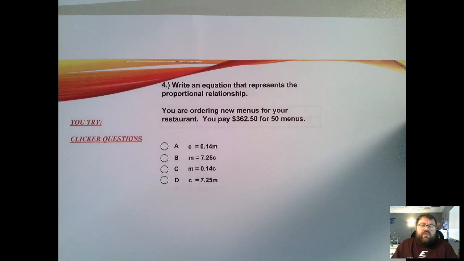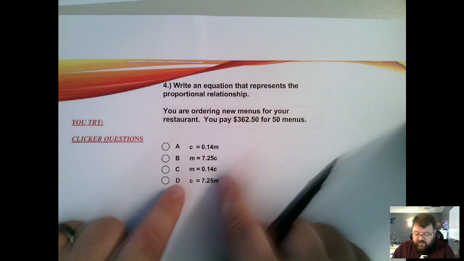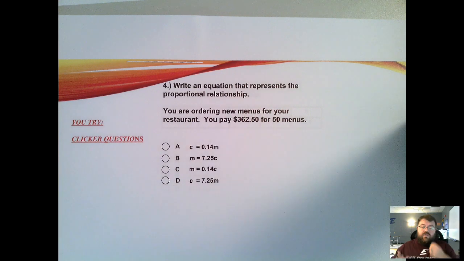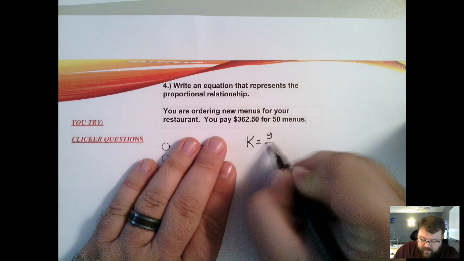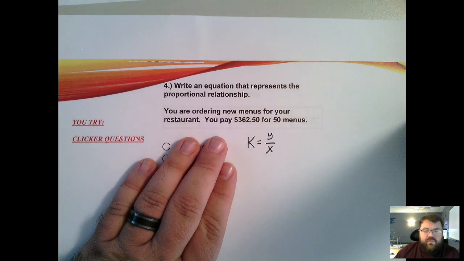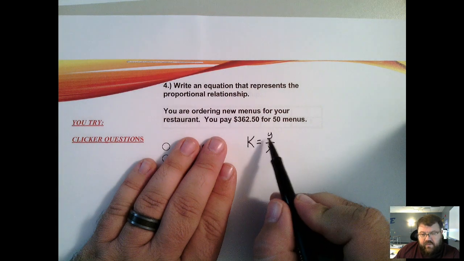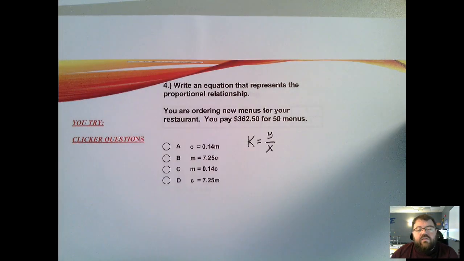Number 4 says write an equation that represents the proportional relationship. You are ordering new menus for your restaurant. You pay $362.50 for 50 menus. So we're not going to jump straight to the equation. Remember, the first step is to calculate your constant. Your constant, k equals y over x. Pause the video, calculate the constant.